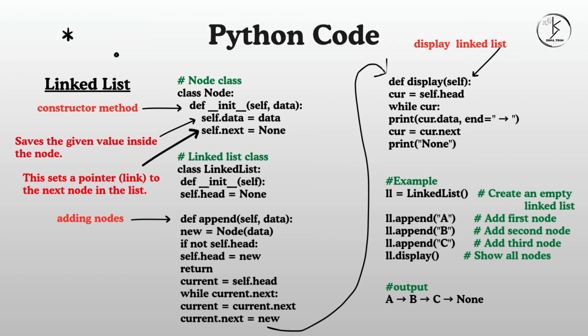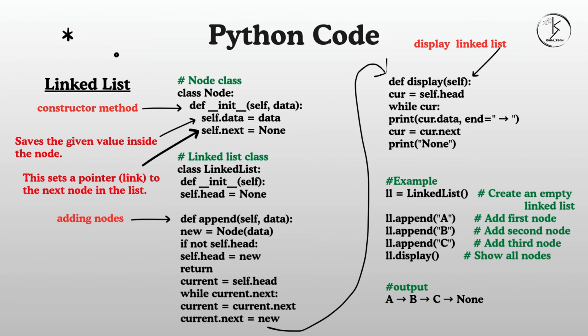This Python code defines a linked list using two classes: Node and LinkedList. The Node class creates a single unit of the list, storing data and a pointer called next to the next node. The LinkedList class manages these nodes. It starts with an empty head called None. The append method adds new nodes to the end of the list.